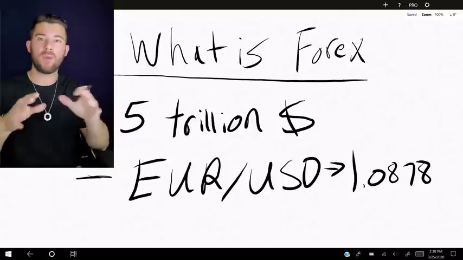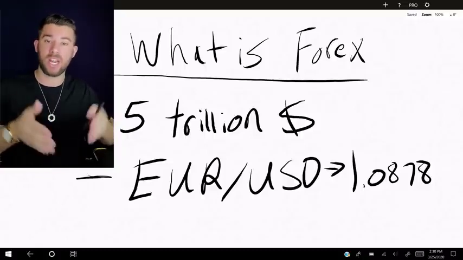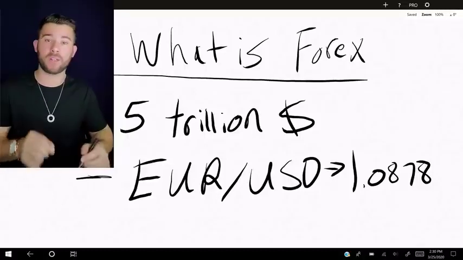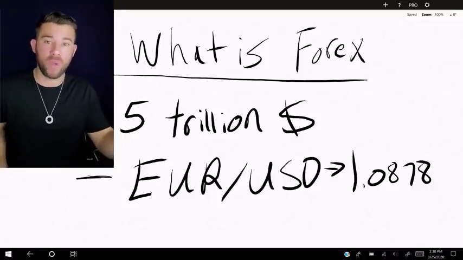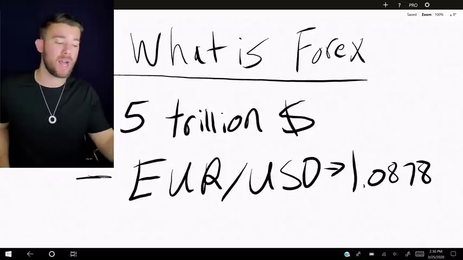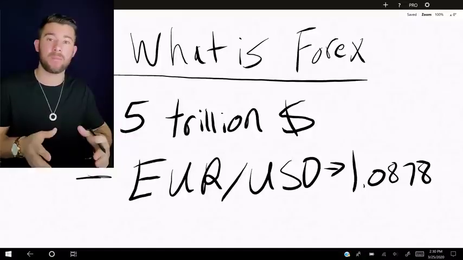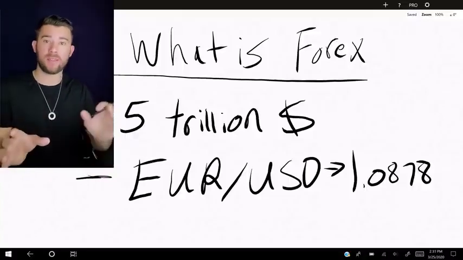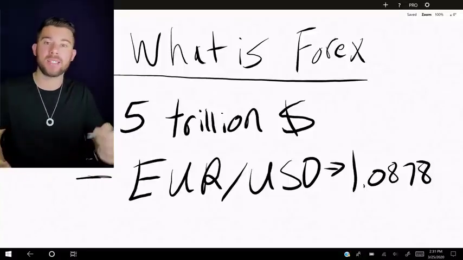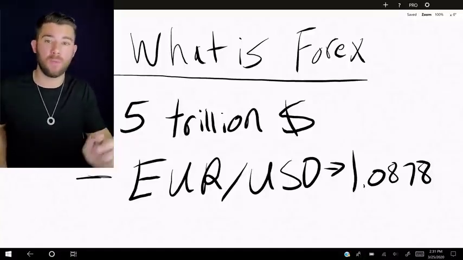$1.0878. Now, the way we make money in the Forex market, remember we're trading based on the exchange rate between two different currencies, and the way you actually make money is when this exchange rate rises and falls. So these exchange rates fluctuate depending on the strength and valuation of each of these currencies, the euro and the dollar.